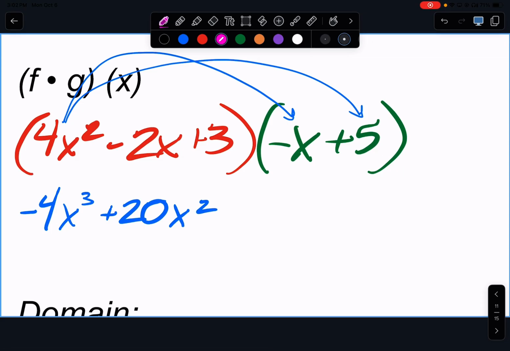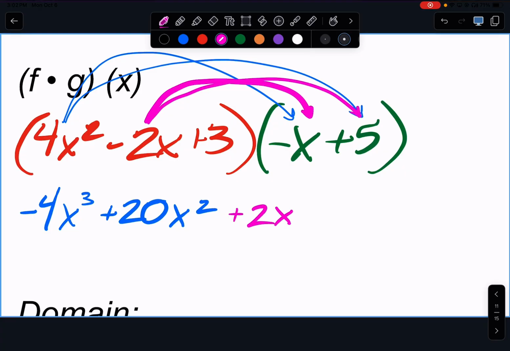Now I'm going to color code this with some different colors. So now I'm doing the negative 2. So negative 2x times negative x gives me a positive 2x. Now we got to take it times the 5, so negative 10x. Oh, there should be a squared on that 2x squared. Any questions so far?